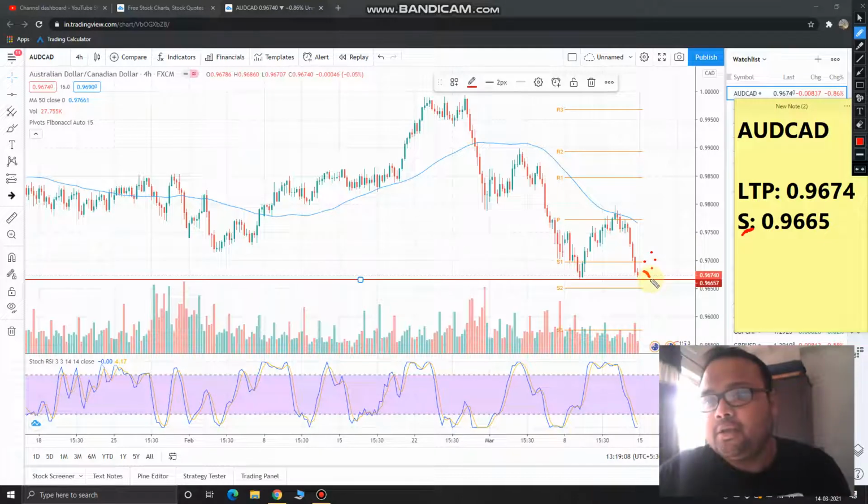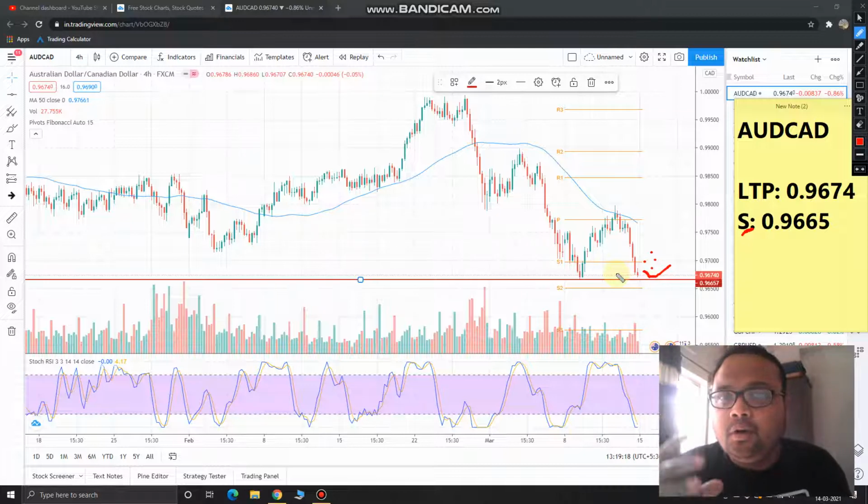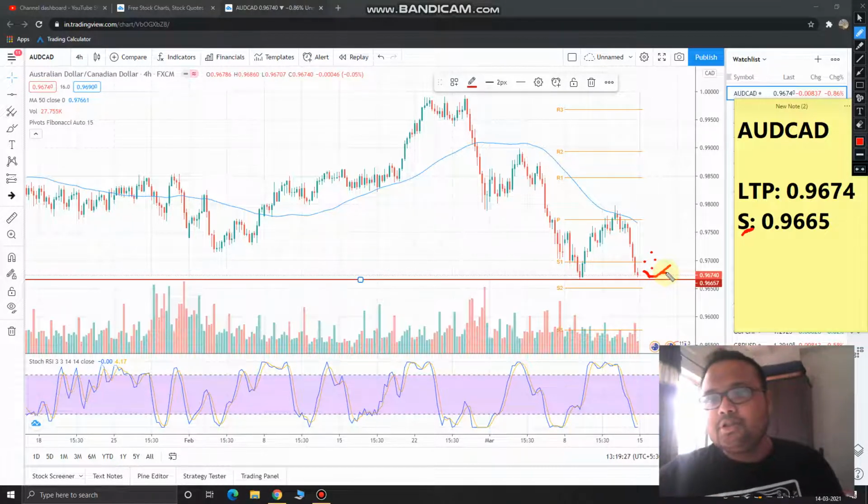Then just wait for the market to bounce back from here. If you see that market has successfully bounced back from here, then you'll see some good price rejection from below or a big bullish candle, then easily you can enter here. But confirmation is very important. Confirmation is very important. Then easily you can enter here and you will be making some good money.